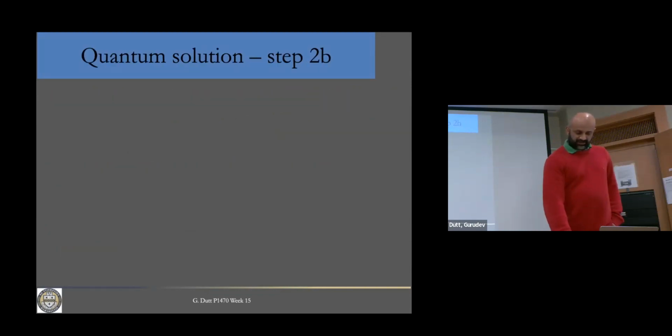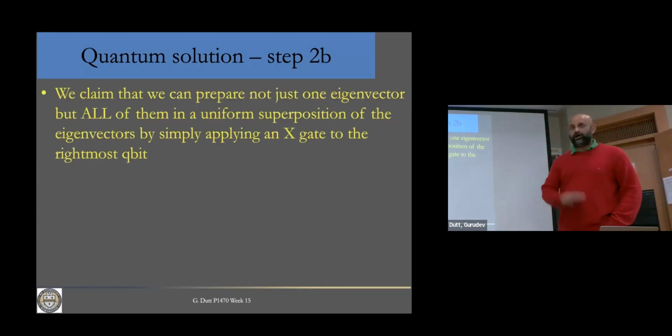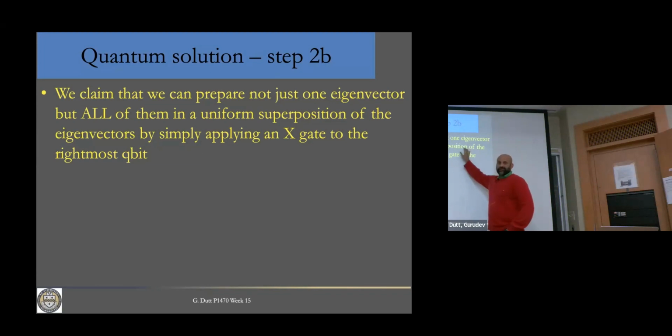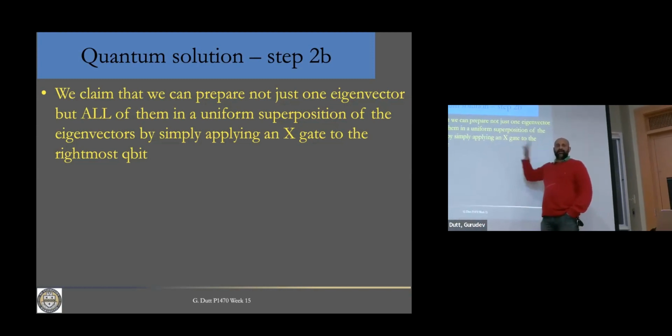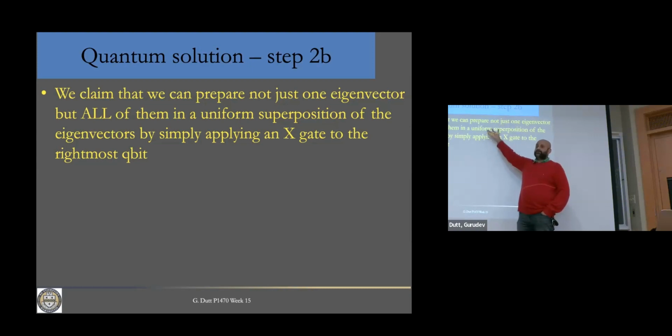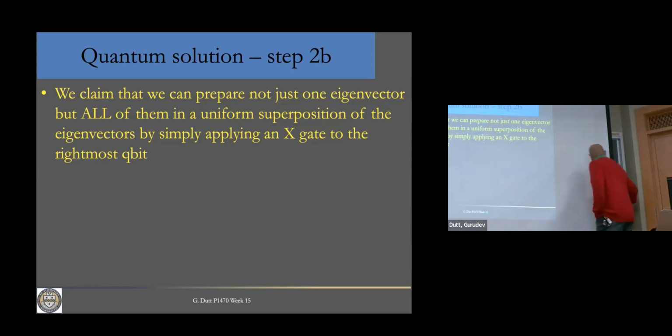And my claim here is that I can prepare not just one Vs, but all of them in a uniform superposition of the eigenvectors by simply applying an X gate to the rightmost qubit. So very simple preparation step. I take the rightmost qubit, I apply an X gate, thereby creating the state 0, 0, 0, 0 up to 1, so 0, 0, 0 with the last bit turned into 1. And my claim is that this state is the uniform superposition of all the eigenvectors Vs, not just any one of them, but all of them. Okay, so that's very nice. So let's make sure that that's right.